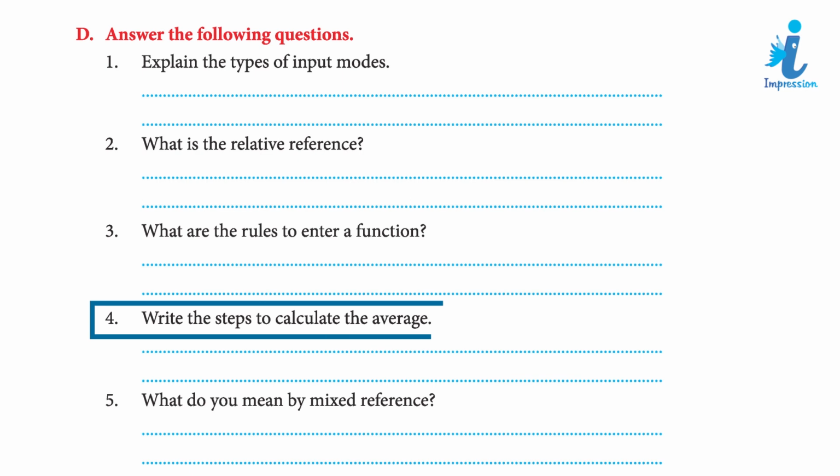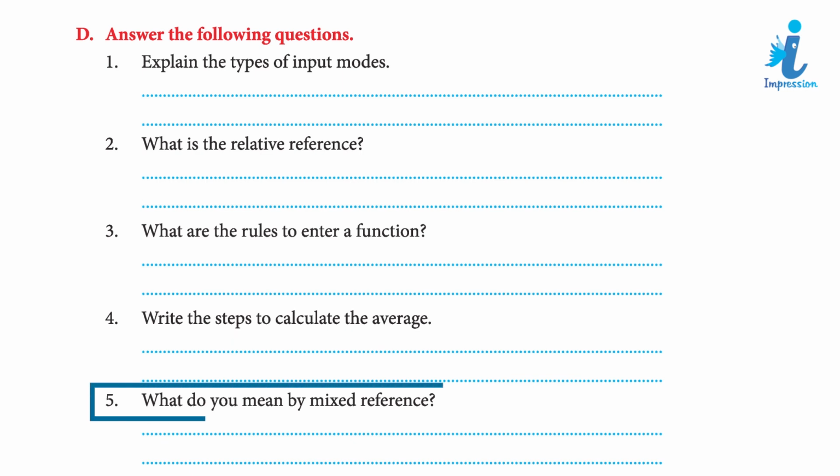4. Write the steps to calculate the average. Answer: follow the given steps to calculate the average. Steps. 1. Click on the cell where you want to place the average of the values. Let us say C11 in sheet 1. 2. Select the insert function button on the formulas tab to open the insert function dialog box. 3. Select average from the list box and click on the OK button. 5. What do you mean by mixed references? Answer: a mixed reference is a combination of relative and absolute references. Either a row or column can be made absolute by preceding it with a dollar symbol.